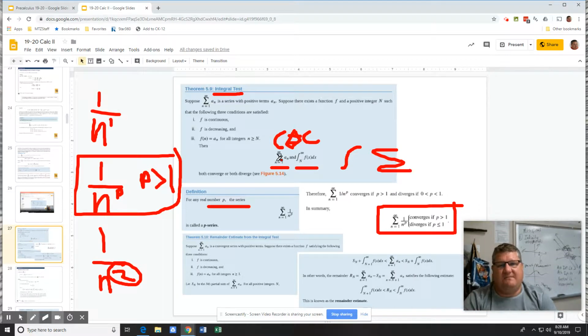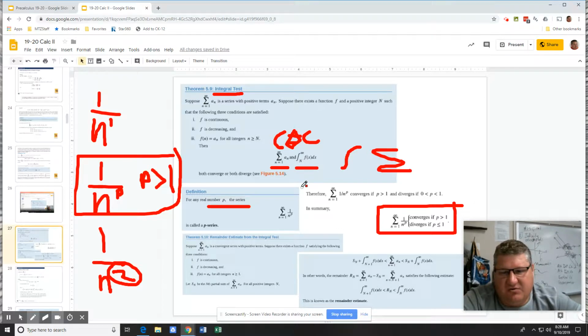There is a caveat. Just because I know the integral converges does not mean the number that the integral converges to is the number that the series converges to. So they will both converge or both diverge, but the number itself is not particularly meaningful. So that's the integral test and the p-test.